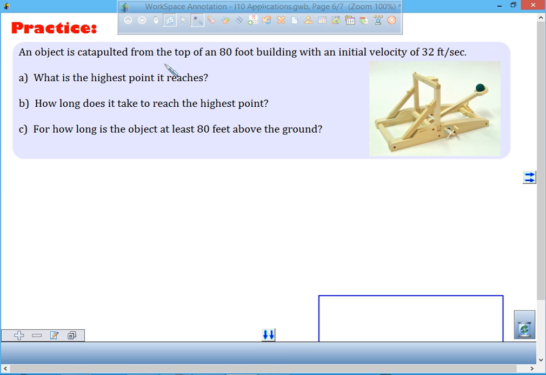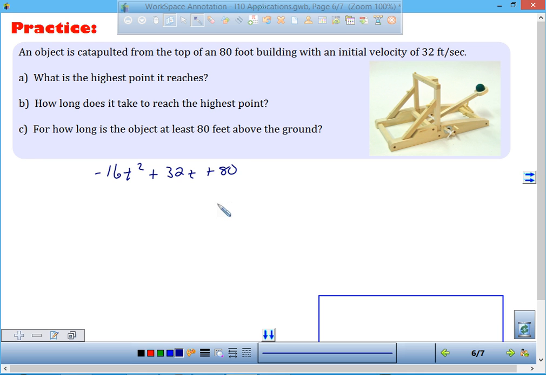An object is catapulted from the top of an 80-foot building with an initial velocity of 32 feet per second. Okay, so we need to write the equation this time. So we're going to have negative 16t squared, that's the gravity, plus 32t, 32 is the initial velocity, plus 80, okay, because that's where it started. They want to know what is the highest point it reaches, so they want to find the maximum, they want to find the vertex again, and how long does it take to reach that height?